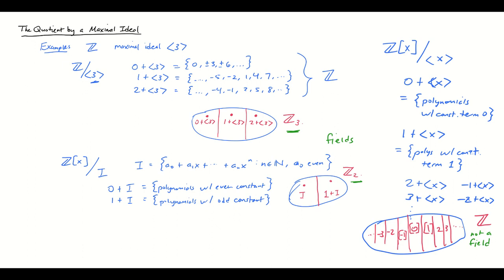So what we will prove in the next video, I wanted to devote this video to examples mostly, and then focus on the proof in the next video. But here's a conjecture you might make. R mod I is a field if and only if I is maximal. And we'll prove that in the next video.